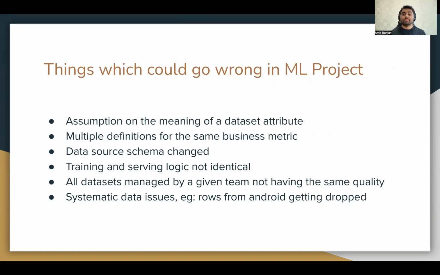Or finally, one more common reason could be a systematic data issue. Like you are collecting all the data from mobile, but maybe some of the events from Android are not getting logged, and your training model gets biased towards data coming from iOS.